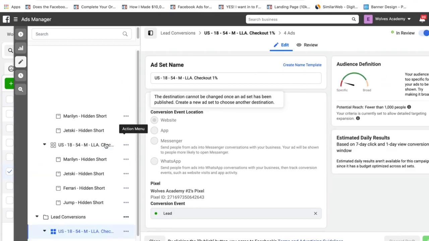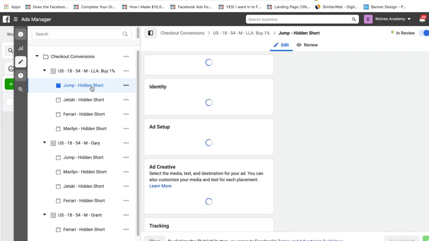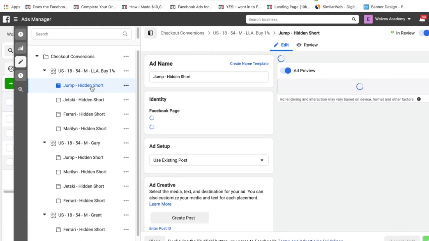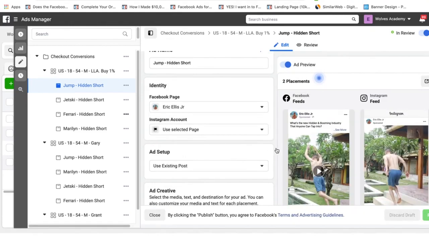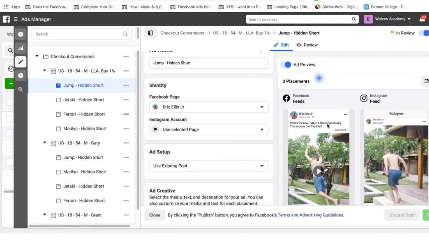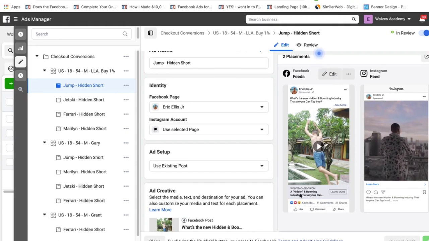Now, basically what I did, like always, I do existing posts. So for this campaign setup we're currently only doing one angle. We're not split testing two different angles. The angle that we're using is called hidden short. So it's the short copy. If you notice here, it says, what's the new hidden and booming industry that anyone can tap into? And then it has a similar headline.